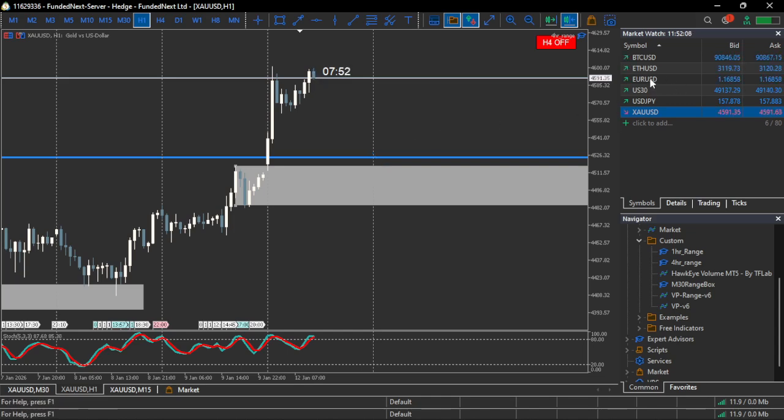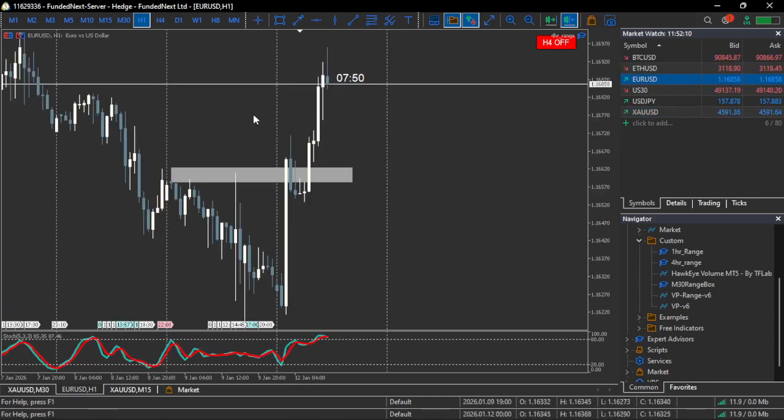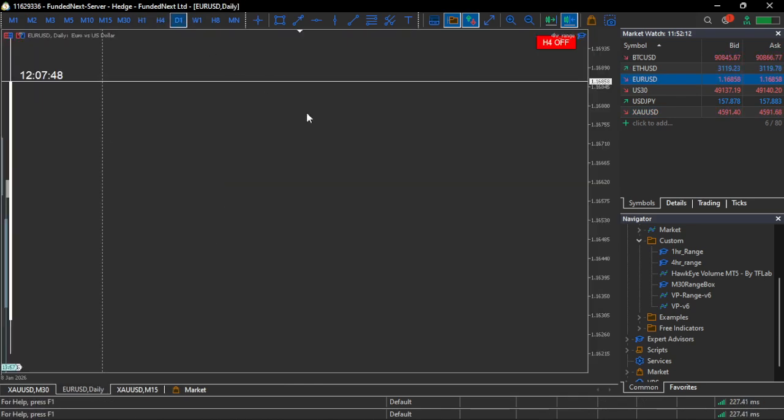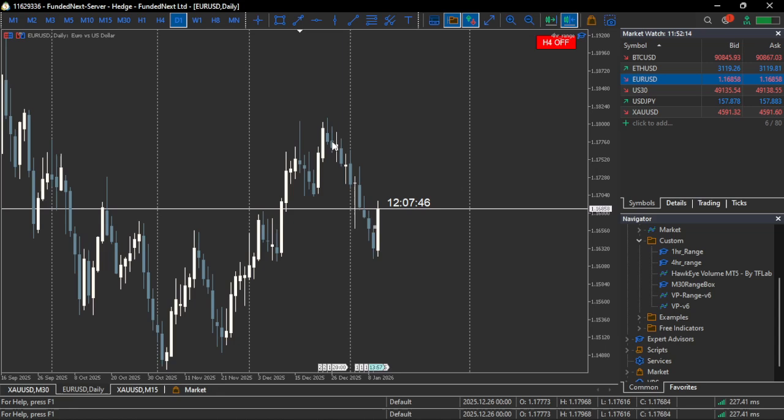And Euro USD. Now let me show you something on the daily time frame before I talk about Euro USD. You see, when the market starts coming down, it keeps on coming down like that. But when it's going up, it keeps on going up like that. You see, when it's bullish. You know what I'm talking about. Take this area for instance.